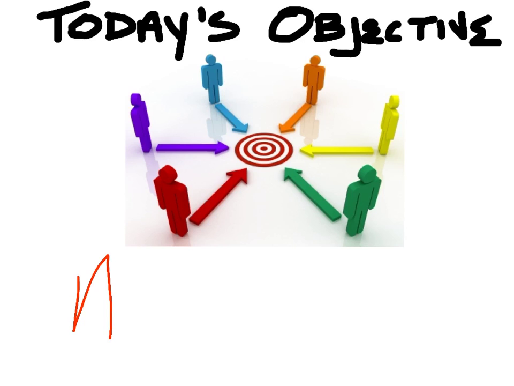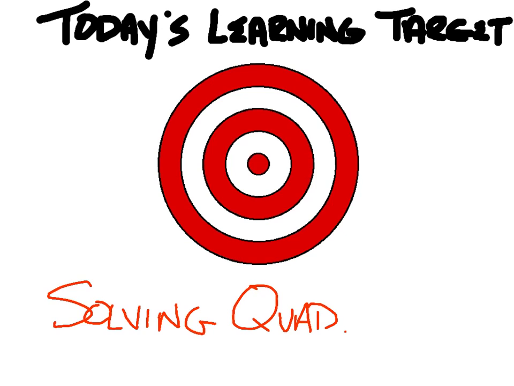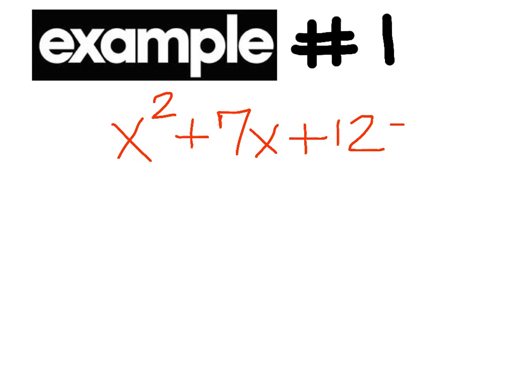Today's objective is still algebra review, and specifically the learning target will be solving quadratic equations, even more specifically by factoring. Here we go. Example number 1, easiest one, x squared plus 7x plus 12 equals 0.